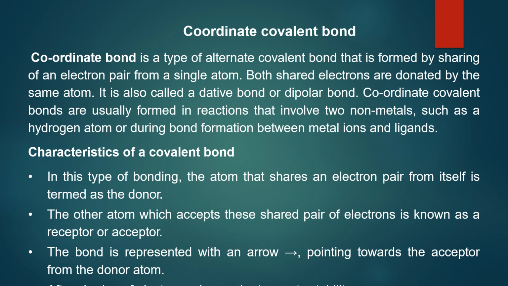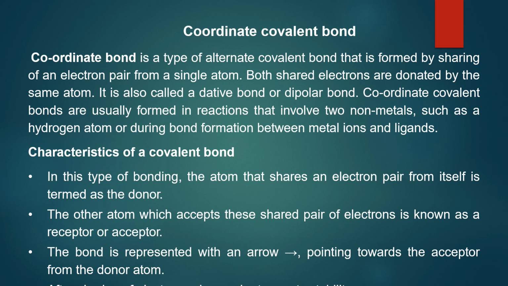Characteristics of a coordinate covalent bond. In this type of bonding, the atom that shares an electron pair from itself is termed the donor. Any atom, group or species that has the ability to release an electron pair towards the neighboring agent is known as a donor. The other atom, which accepts the shared pair of electrons, is known as a receptor or acceptor. The agent, atom, group or species that has the capability to receive electrons from the neighboring agent is known as a receptor or acceptor.